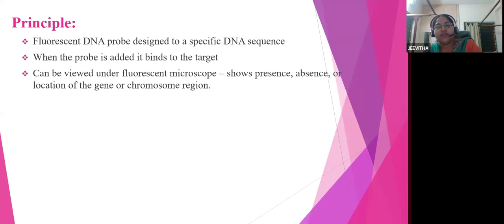Target DNA, and that shows the absence or presence of the gene location in a chromosome.